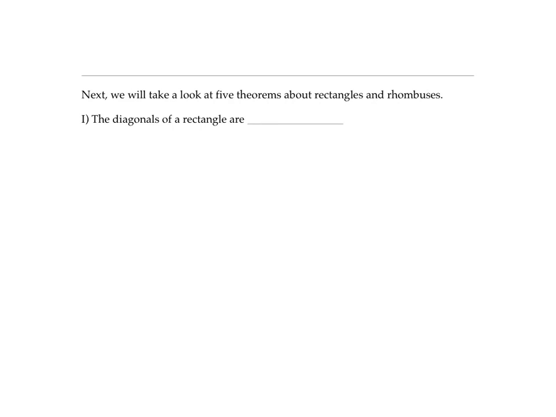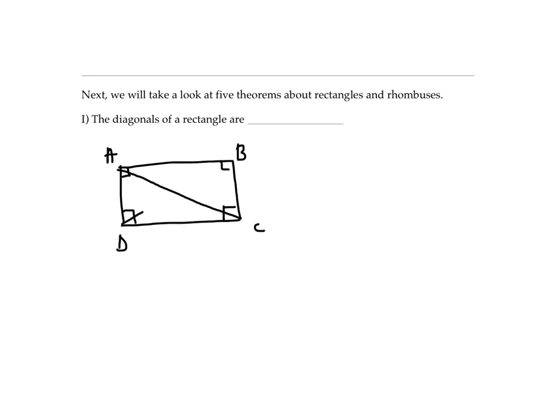Next, we're going to take a look at some specific theorems related to rectangles and rhombuses. The first one talks about the diagonals of a rectangle. So sketch a rectangle in the space that you've got, and let's call this rectangle A, B, C, D. Since we're told that it's a rectangle, we know it's a parallelogram, and because it's a rectangle, we do have 4 right angles. Now, what's true about a rectangle, when you draw on these diagonals, you notice that they look like they're congruent, and that's what our first theorem states.